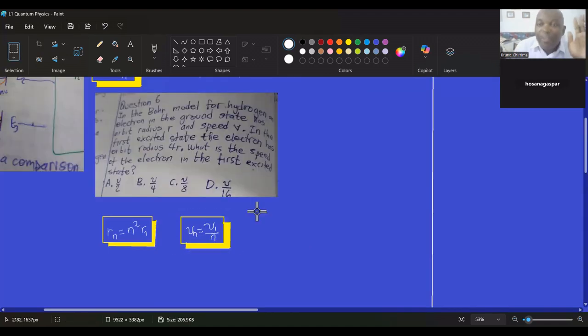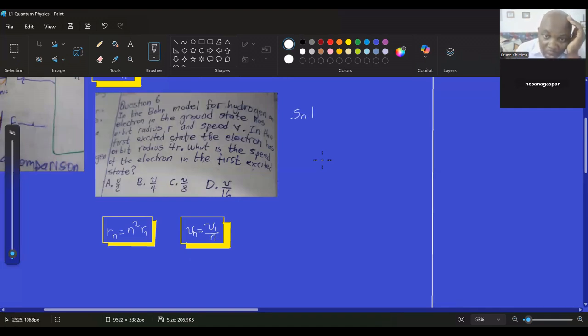It shouldn't be very difficult for us to figure it out. We just have to put on our thinking caps. So how do we do that? We speak the English of the question. In the Bohr model for hydrogen, an electron in the ground state has an orbit radius. So there's an electron with an orbit radius, which is R for us. So we say radius R.